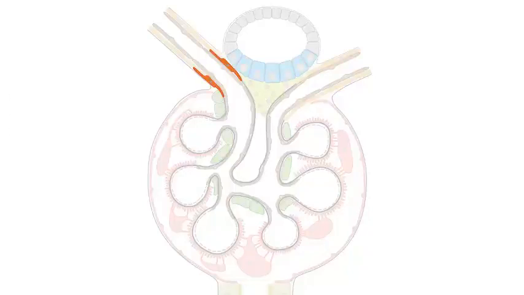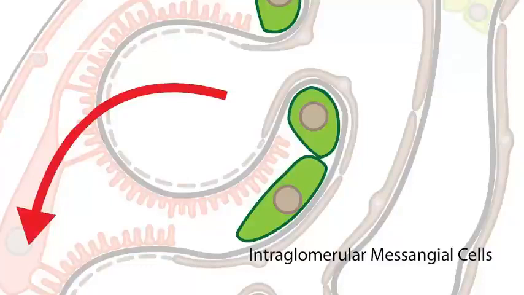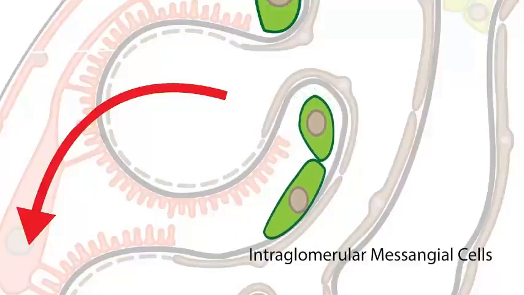Situated between the glomerular capillaries within the Bowman space, the intraglomerular mesangial cells influence the glomerular filtration rate by regulating the glomerular capillary surface area. They do this by altering the state of contraction and relaxation.